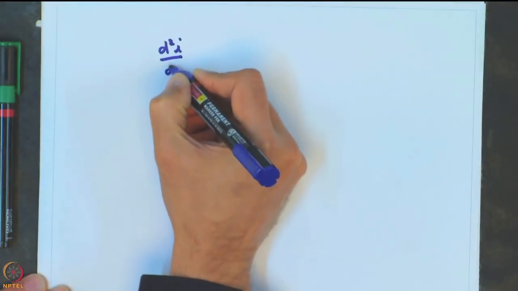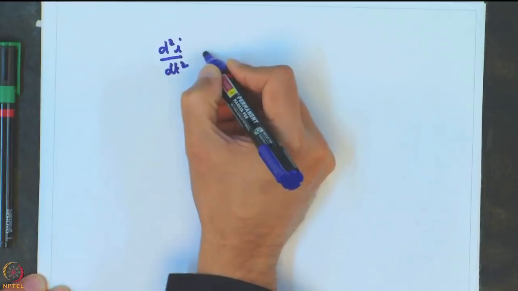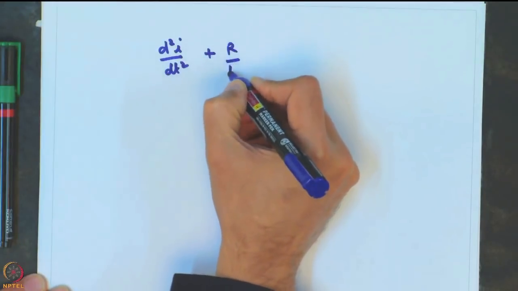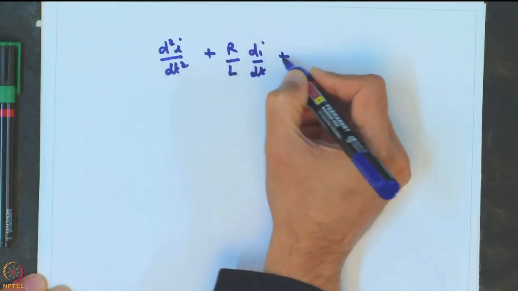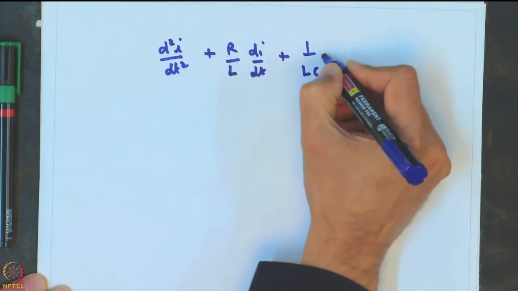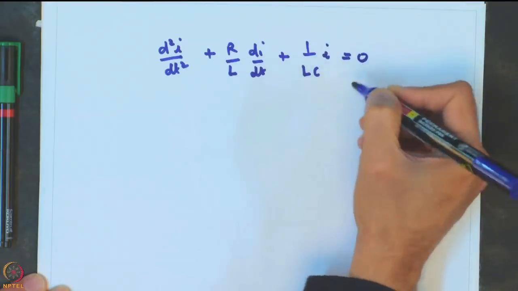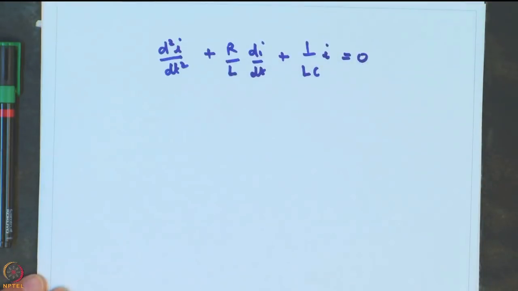In order to obtain the natural response, we will have to work with the homogeneous equation corresponding to this non-homogeneous equation. So we will get d squared i by dt squared plus R by L into di by dt plus 1 over LC i equal to 0. So this is the corresponding homogeneous equation.